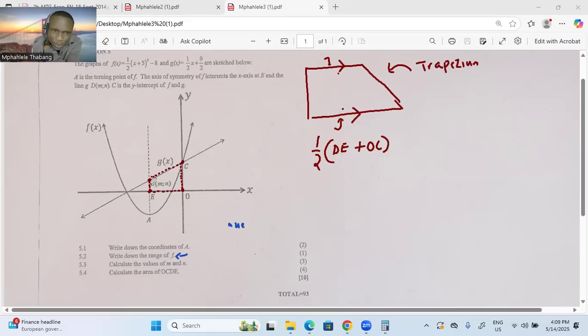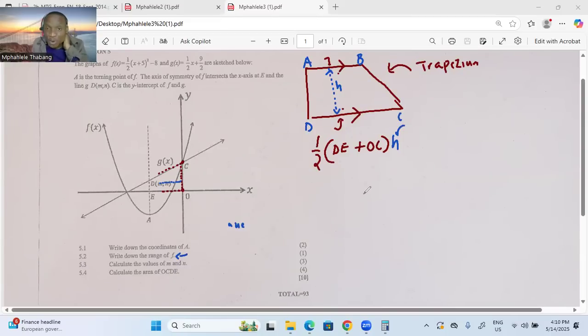For sure, the perpendicular height will be the distance from one parallel line to another. So I'll say times height. This height, remember, in this case is the distance from one parallel line to another. Yes, this is my height. So if this is AB and this is DC, you say half of AB plus DC, times height.